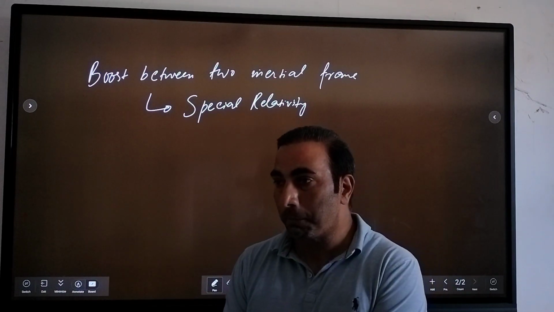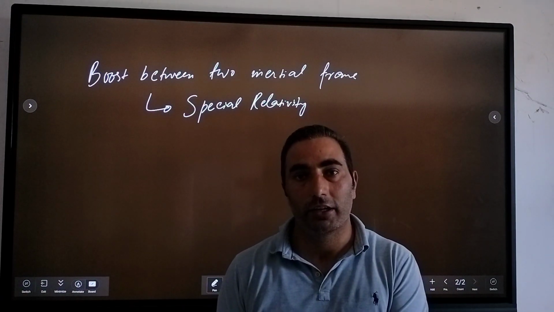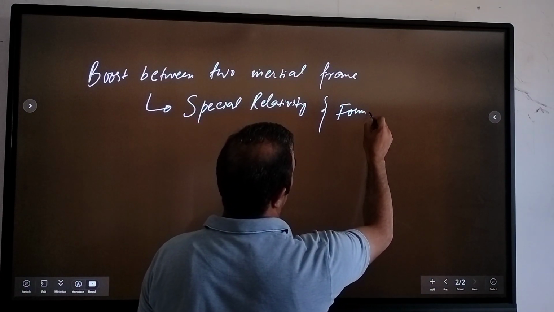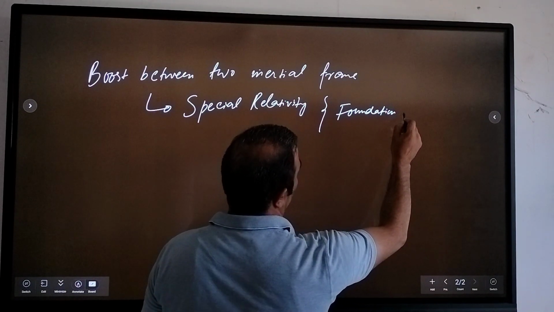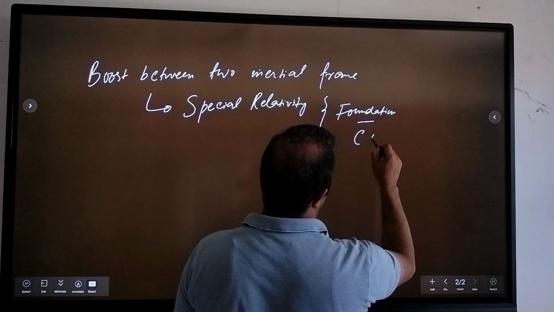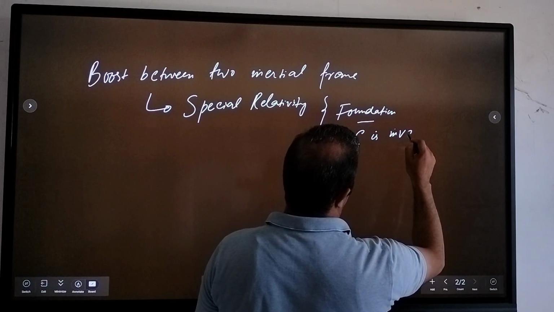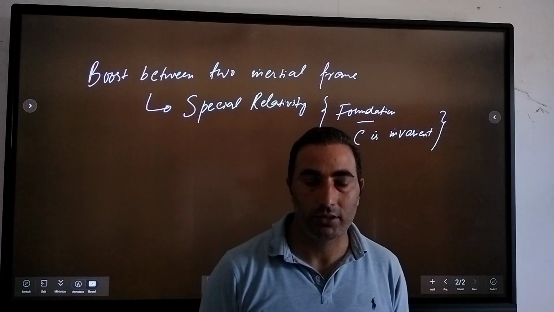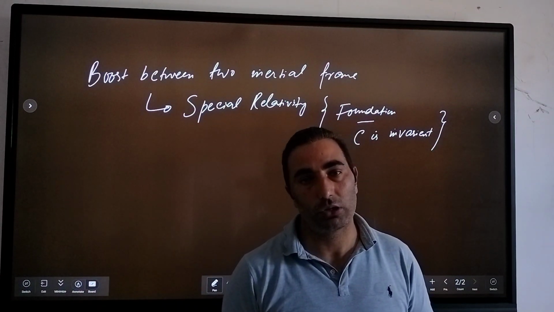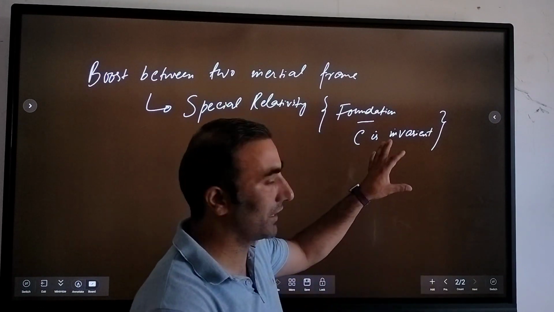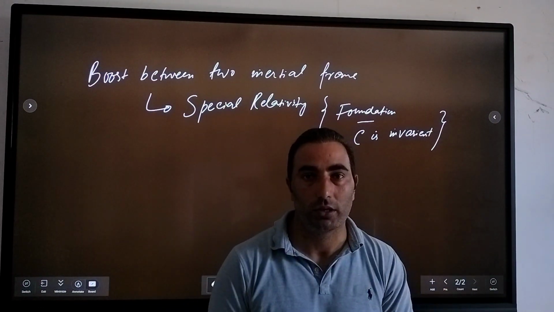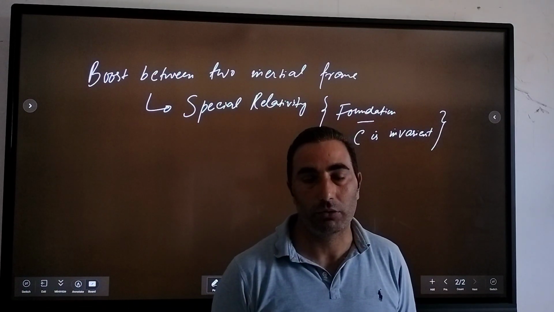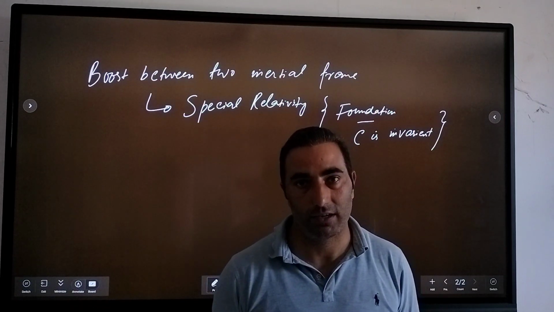You can take one example, and it is based on the foundation that the value of c is invariant. So our c, the velocity of light, remains invariant between the two inertial frames. This is the basic foundation. Like in Newtonian relativity we have absolute space and absolute time, but here the value of c remains invariant between the two inertial frames.